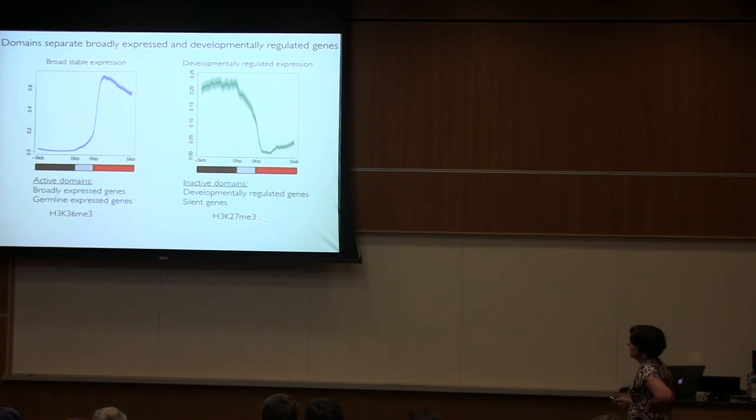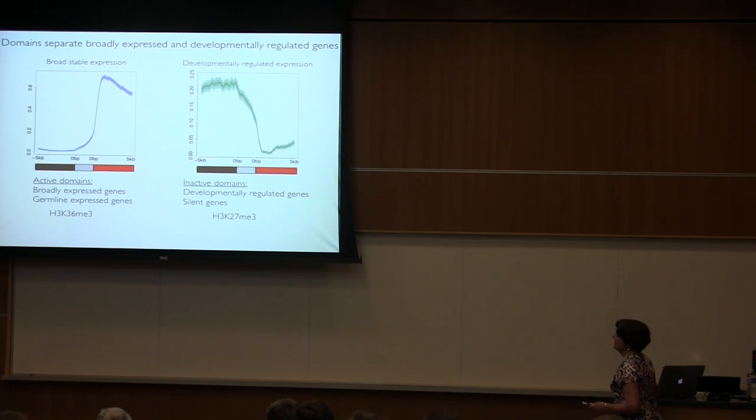So we can say these two types of domains: active domains have broadly expressed genes, they're generally almost always expressed in the germline, and these are marked by H3K36 trimethylation. Inactive domains, on the other hand, contain developmentally regulated genes. I say silent, but obviously they are going to be expressed at some time that we probably haven't worked out what the stage is. We could define them as regulated at some level, could be not developmentally, maybe environmentally regulated, and these genes in inactive domains are marked by H3K27 trimethyl.